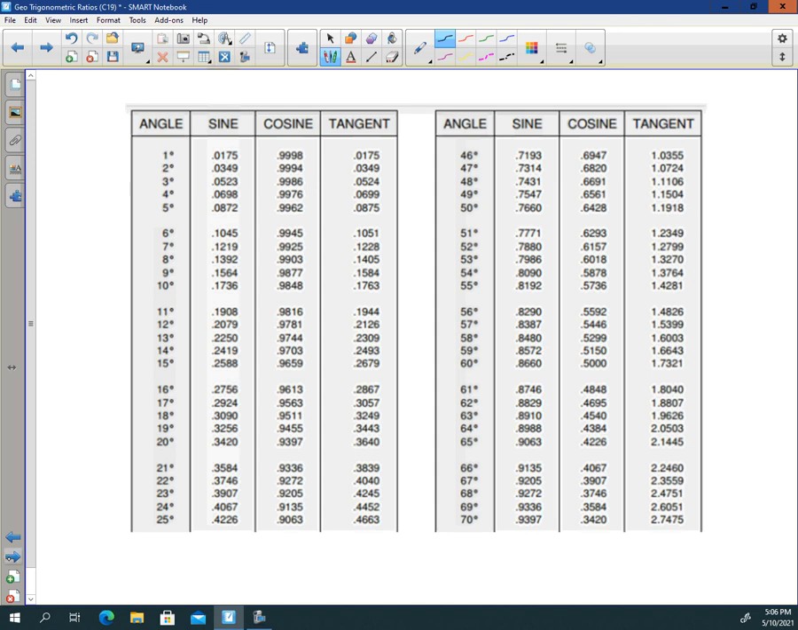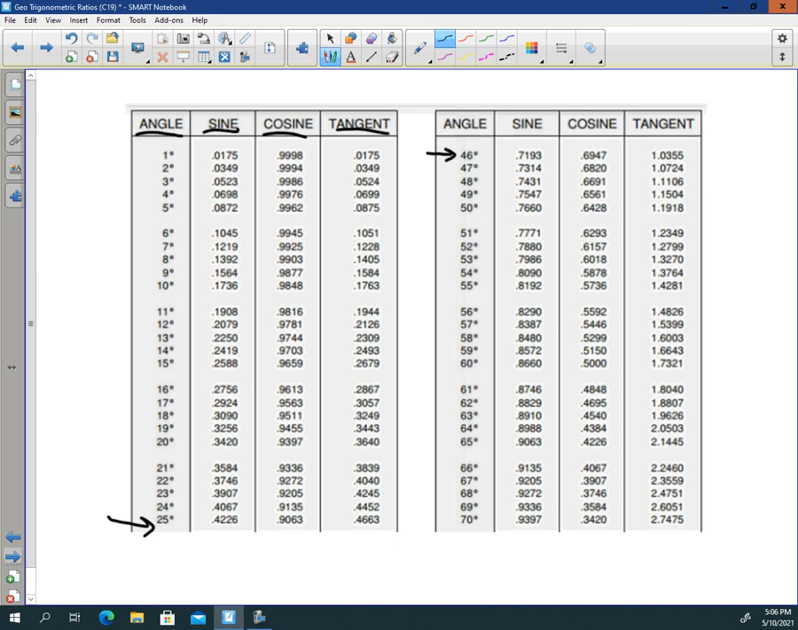So this is a pretty typical trig ratio chart. Notice that there are angle measures in this column. And then if you want to know the sine of that angle, it's right there. The cosine of that angle is in this column, and the tangent of that angle is in this column. And notice this one goes up to 25, and then this one starts again at 46.